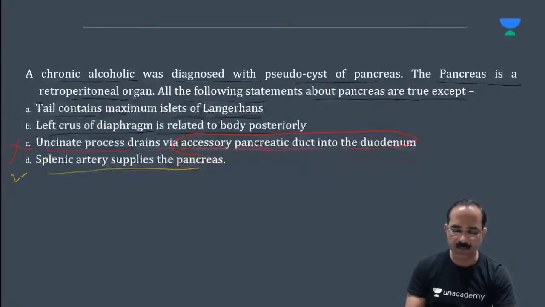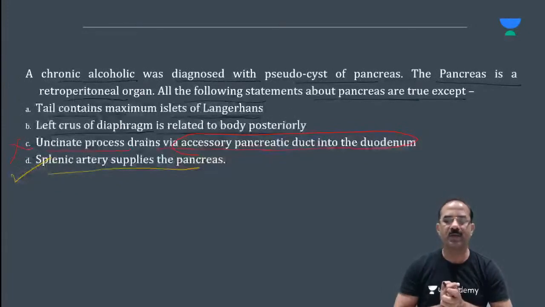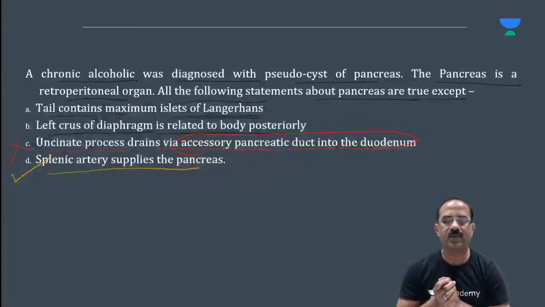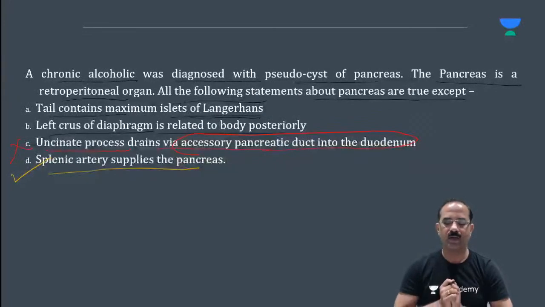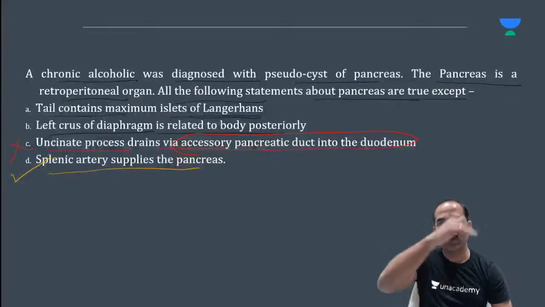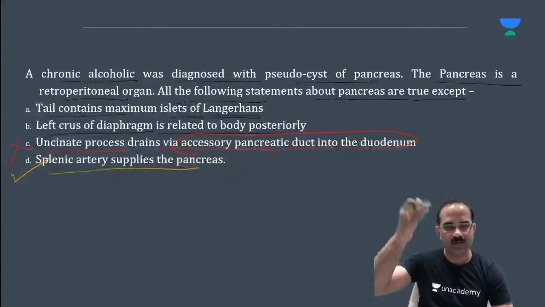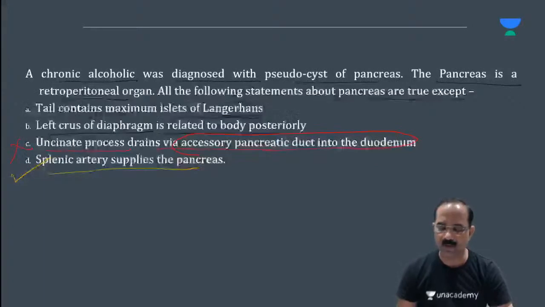Splenic artery supplies the pancreas. Correct. If you can tell me, students, where is the splenic artery related to the pancreas? To which part of the pancreas is the splenic artery related? Can anyone answer this? The splenic artery is related to the body of the pancreas, the superior border of the body of the pancreas, and it gives branches to the pancreas. Name the pancreatic branches. These are the pancreatic branches.